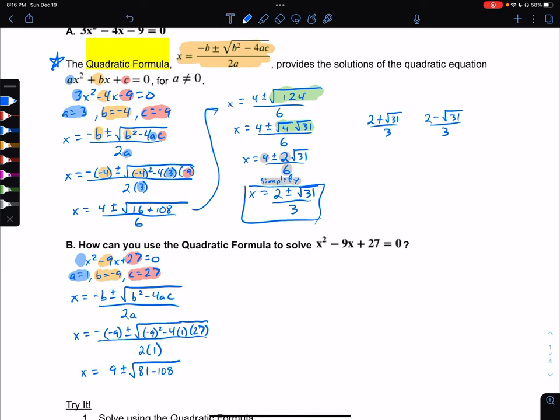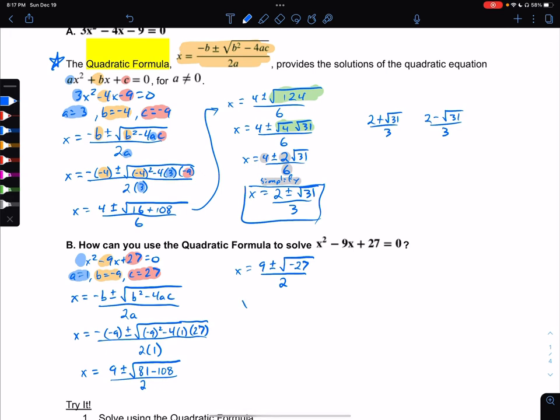I'm doing my math correctly, which hopefully I am. Let's just double check that. Yeah, 108. We then divide that by 2. All right, so let's keep going. So x is equal to 9 plus or minus 81 minus 108 is going to be -27. So we do have a negative inside of our radical, so hopefully remember how to deal with complex numbers.